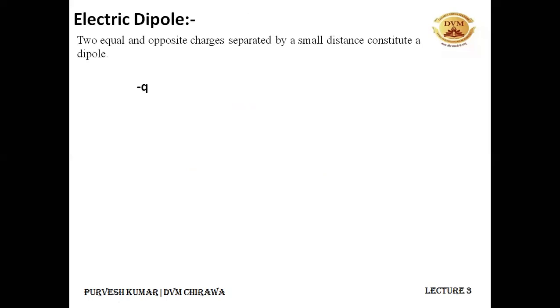Say this is my one charge, minus Q, placed at point A, and another charge is plus Q, placed at point B. These two charges are equal in magnitude. The magnitude of these two charges is Q, but they are opposite in sign. One is plus Q, the other one is minus Q. That's why they form a dipole, and they are separated by a very small distance. This distance is 2A. We have taken this distance as 2A.